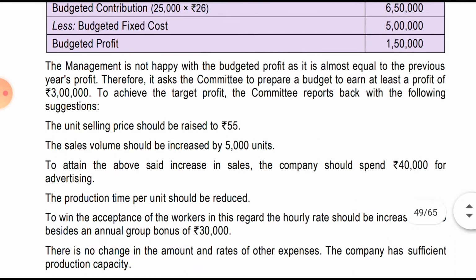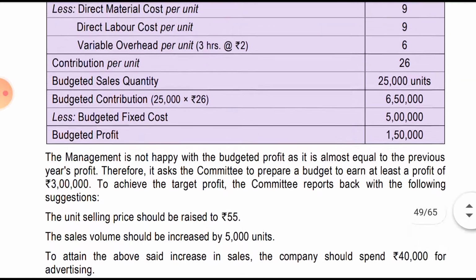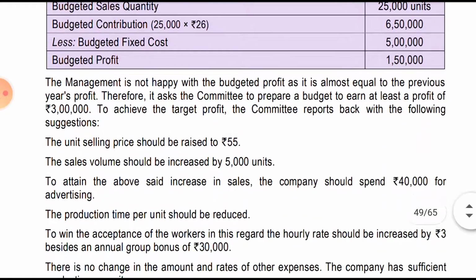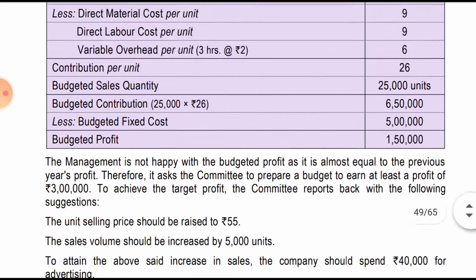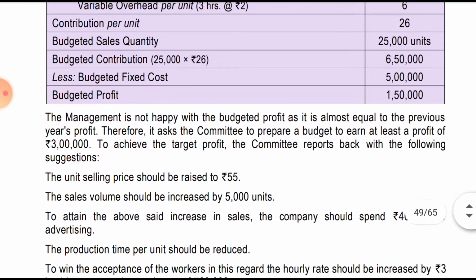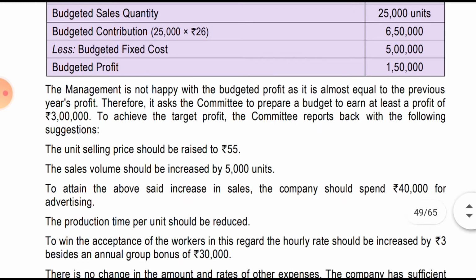The unit selling price should be raised to 55, it is currently 50. The sales volume should be increased by 5,000, so it will amount to 30,000 units. To attain the above said increase in sales, the company should spend 40,000. So for the additional sale, the company has to incur additional cost.